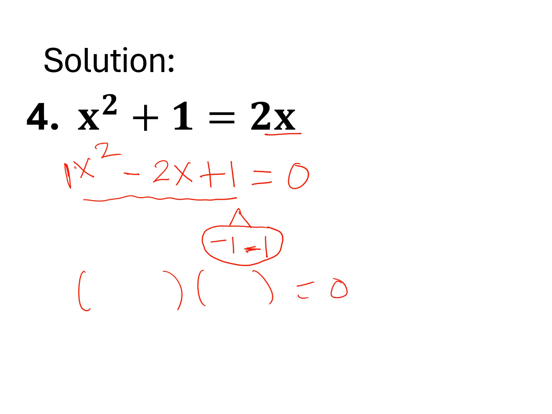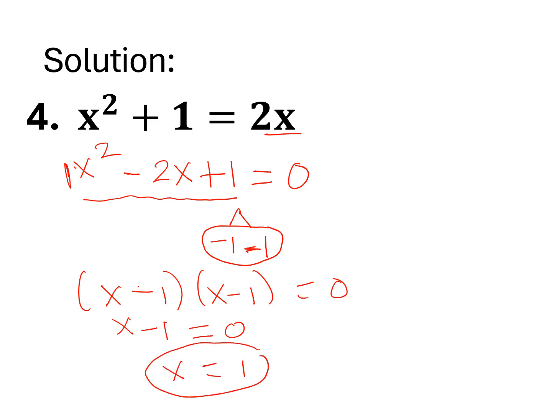So we have x minus 1 times x minus 1. Then equate each factor to 0: x minus 1 equals 0. The other factor is still the same, so it has only one equation. So x is equal to 1. There is only one solution.